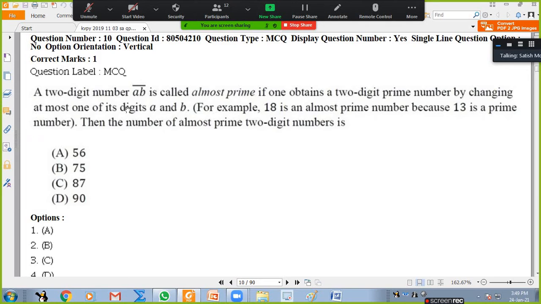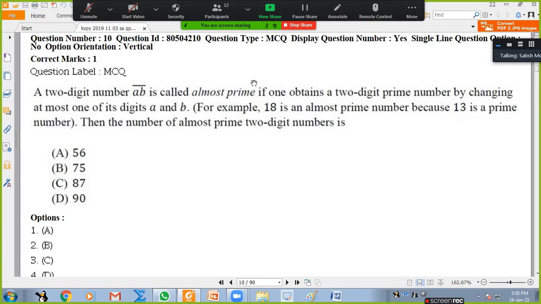So AB is what you call a 2-digit number. A is the tens digit, B is the units digit. If another prime number and this, either A is the same or B is the same. One of them is the same, by changing at most one of them.